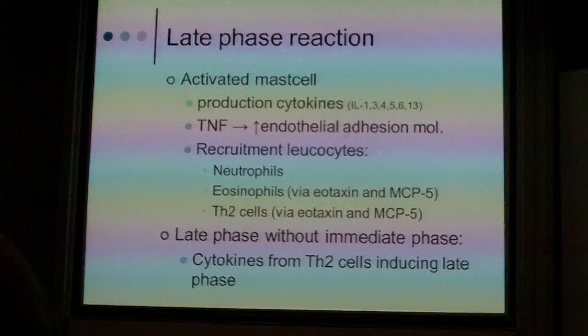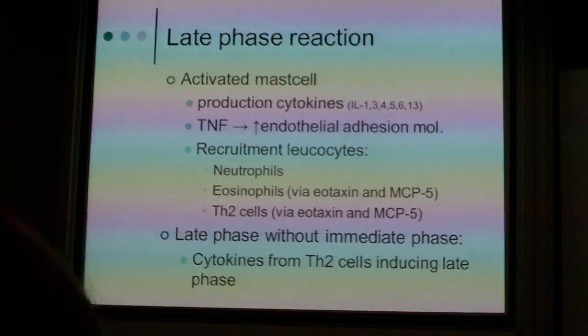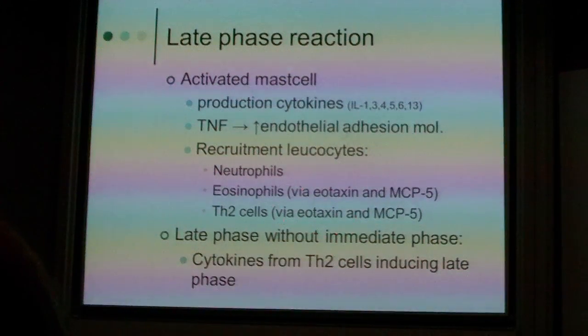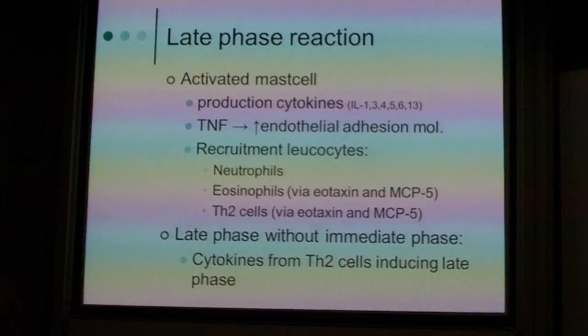the recruitment of leukocytes. Then in the late phase, you get attraction and immigration of neutrophils and eosinophils by the chemokines eotaxin and MCP-5. And you also get Th2 cells recruited, and they also use the chemokines eotaxin and MCP-5. So the whole process now also involves cellular reactivity.